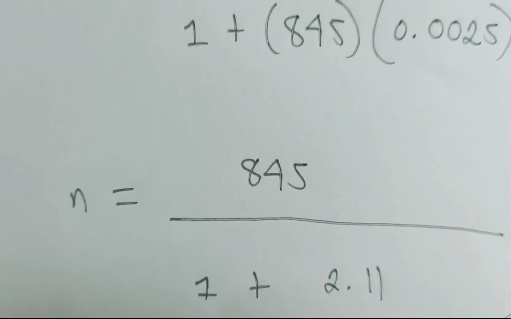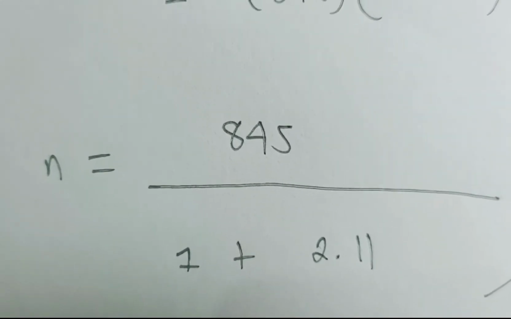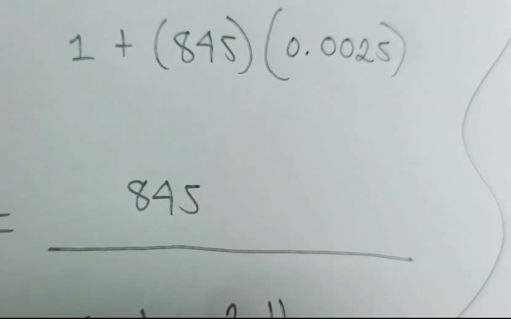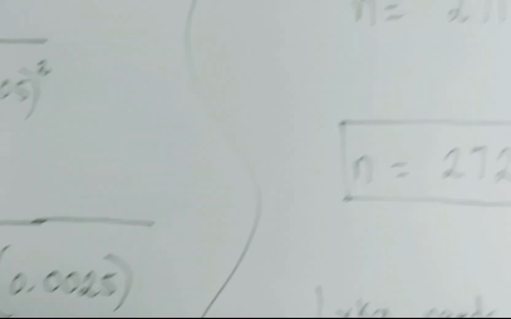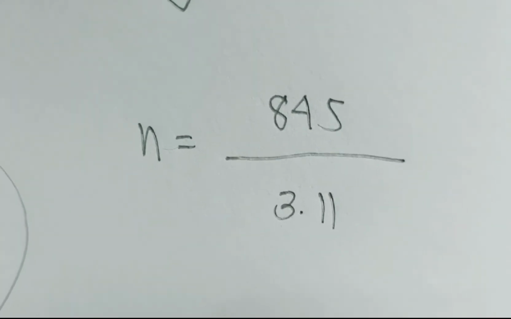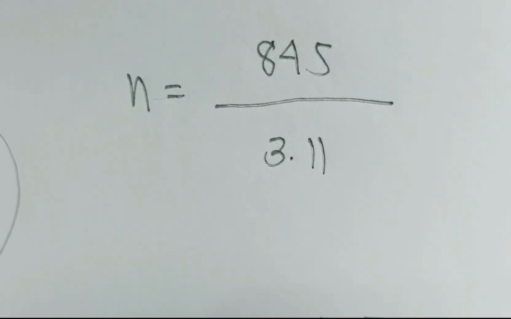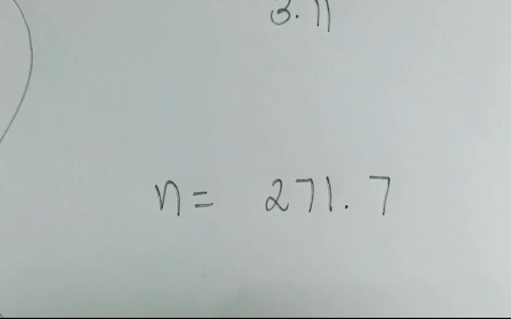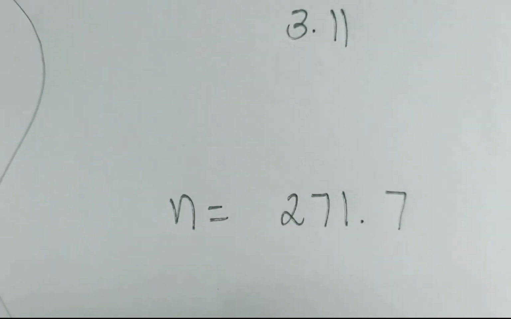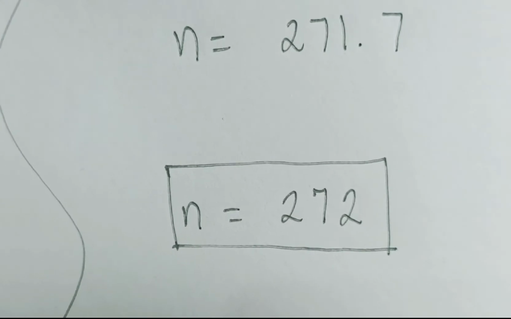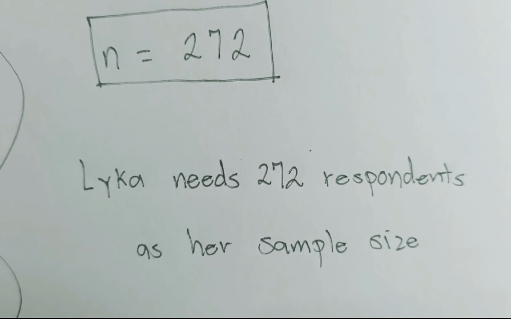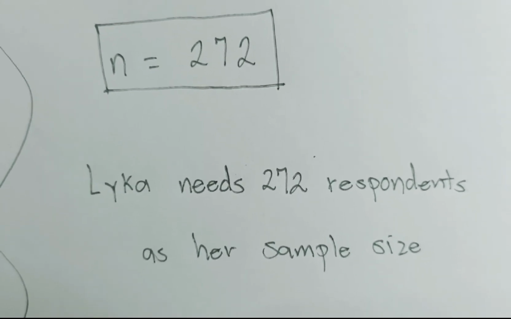Now we have n is equal to 845 over 1 plus 2.11. 1 plus 2.11 is of course 3.11. So we now have n is equal to 845 over 3.11. And our n is 271.7. Rounding it off, we have 272. So Laika needs 272 respondents as her sample size.